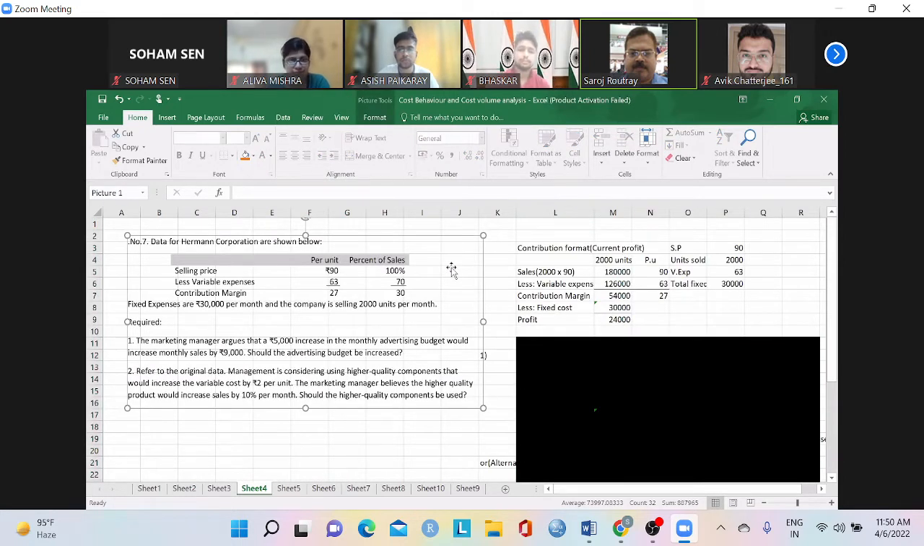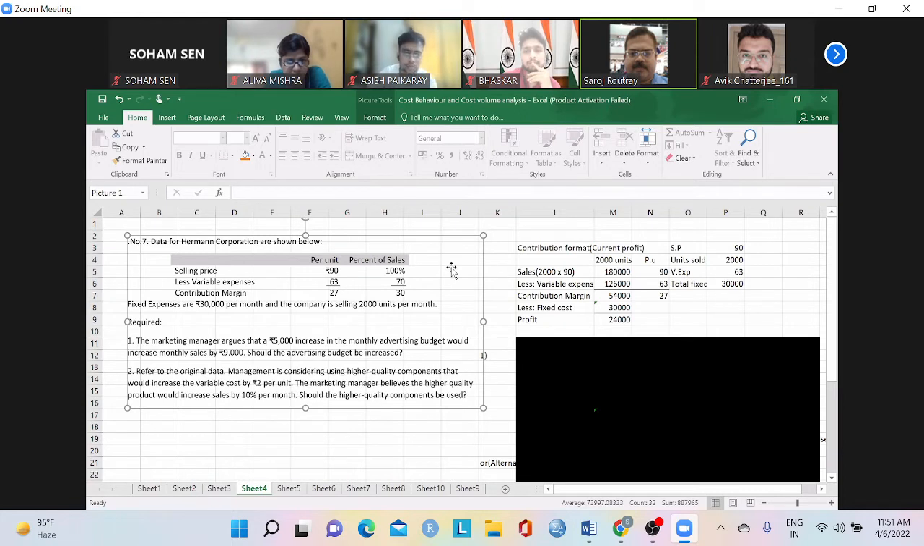Fixed expenses are 30,000 per month. Selling price is 90, less variable expenses. Both things are given, per unit price and cost, as well as percentage of sales. If your selling price is 90 and variable expenses is 63, then 63 over 90 is 70%. Contribution margin is 30%. So whatever sales you make, 30% is your saving. Fixed expenses are 30,000 per month. The company is selling 2,000 units per month.